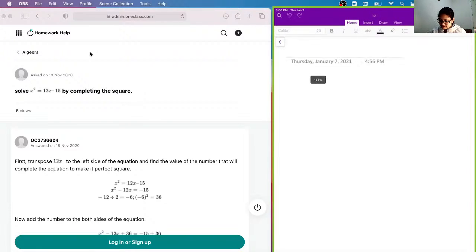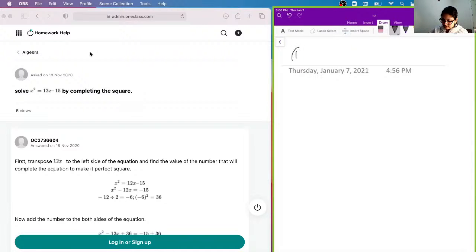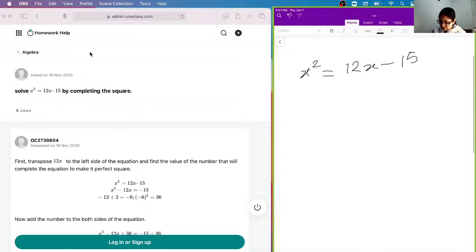So the first question here says solve x squared equals 12x minus 15 by completing the square. I'll write down the equation here first, which is x squared equals 12x minus 15. Since we need to convert this equation into a form that looks somewhat like y equals ax squared plus bx plus c.